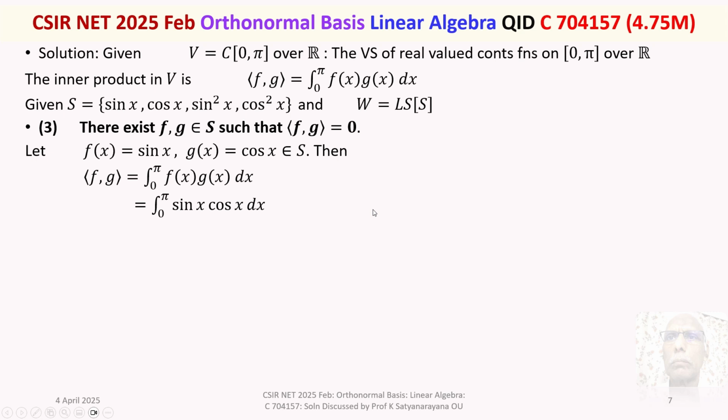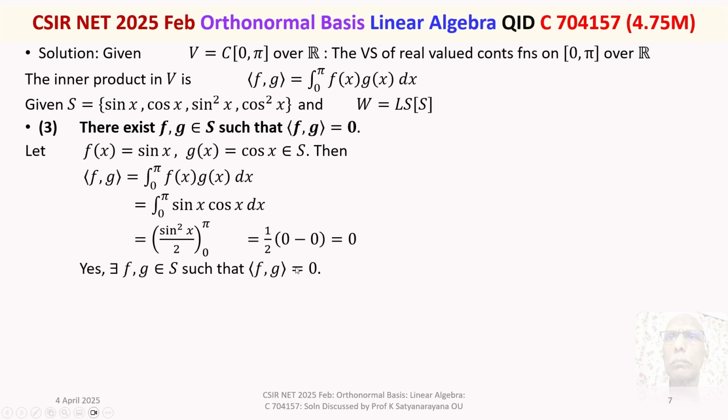And integrating, you will get sin square x by 2 to be evaluated between 0 to pi. Then this will be 1 by 2 of sin square pi, sin pi is 0, minus sin square 0. So it is 0. So the inner product is 0. Therefore, they are orthogonal to each other. So there exists f, g belongs to S such that the inner product of f and g is equal to 0. Thus, option 3 is true.